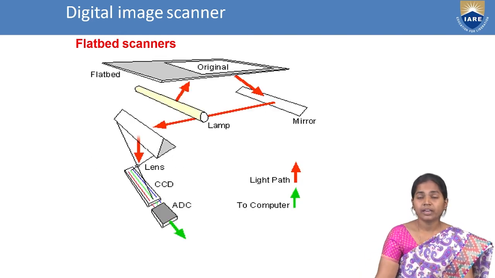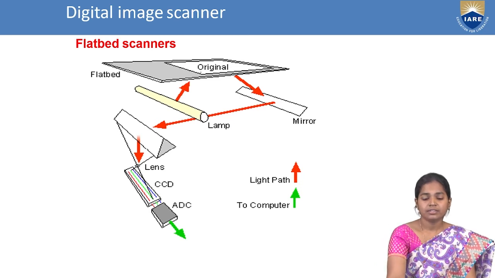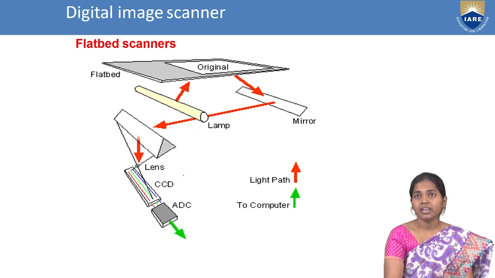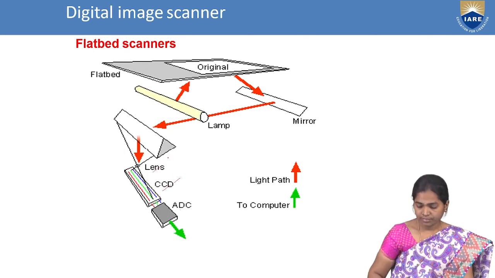So here in this flatbed scanner, this is the original, it is a flatbed. Here lamp. Whatever the object we are keeping on our glass, the lamp moves from right to left and left to right. It scans the entire image and gives the output. That output we are obtaining in our computer. Here analog to digital converter. Here charge coupled devices and lens.